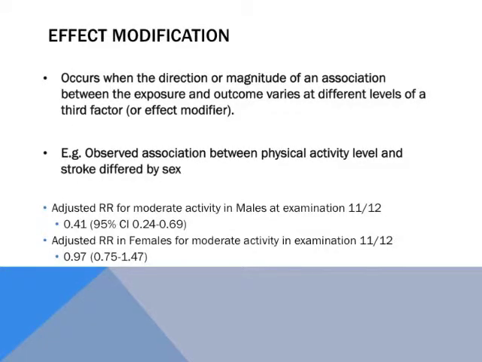In addition to controlling for confounding, it's important to evaluate if effect modification is present. You recall that this is when an association between an exposure and disease outcome is modified by the level of an extrinsic factor beyond random variation. In our example, the observed association between physical activity level and stroke differed by sex, with moderate and high activity having a statistically significant protective effect in males, where we saw a risk ratio of 0.41, but no such effect was apparent in women, with a risk ratio close to 1.